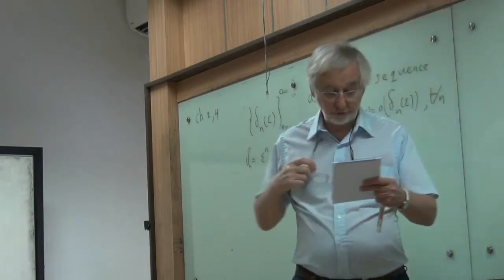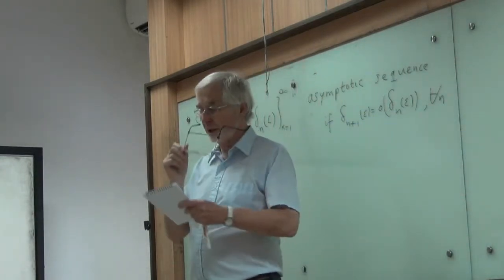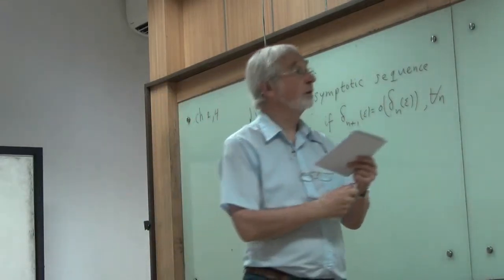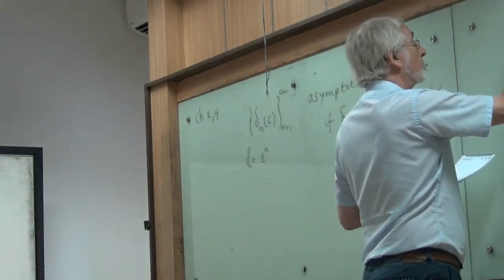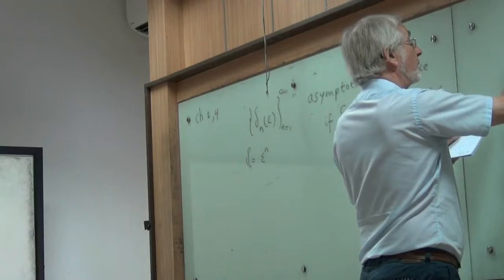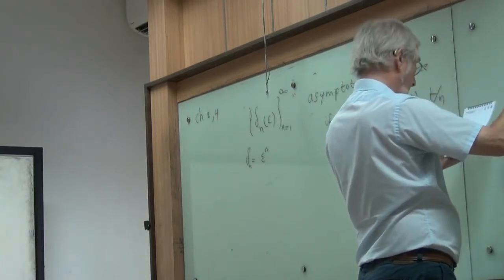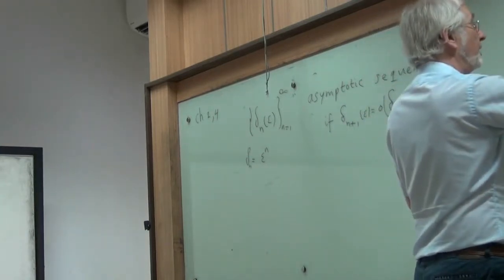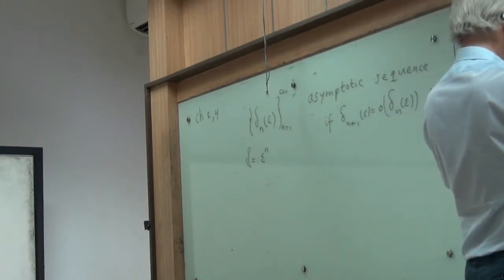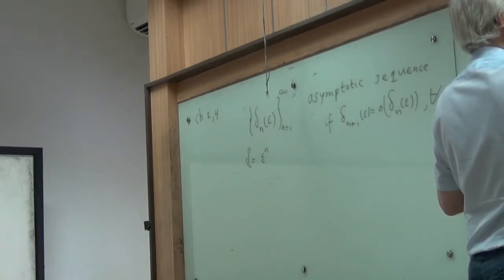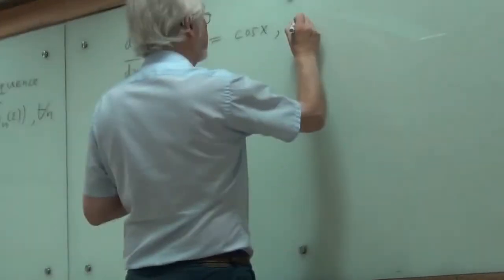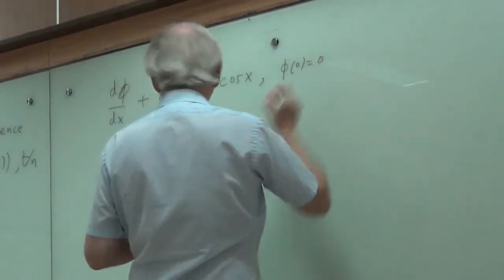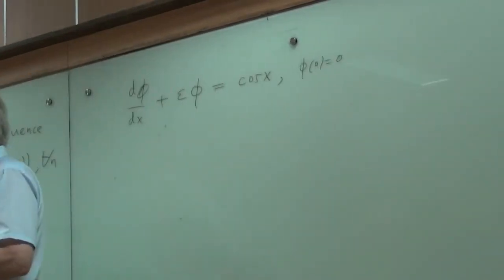I have taken one of the simple examples. All the examples in the book are extremely simple, of course, but I have tried to take the simplest. The equation is dφ/dx plus epsilon times φ, equal to cosine of x, and I give an initial condition, φ(0) is just 0, and I have to specify, of course, the domain, otherwise it makes no sense.